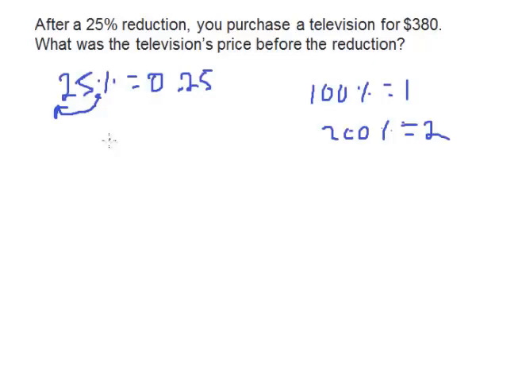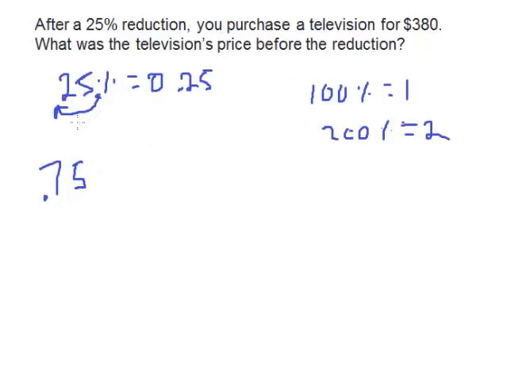Now, a 25% reduction is essentially the same thing as saying that you're paying 75% of the price. So really, your question here is 75%, which is 0.75, of what is 380? Because you purchased it for 380. And so the 380 is 75% of the full price.